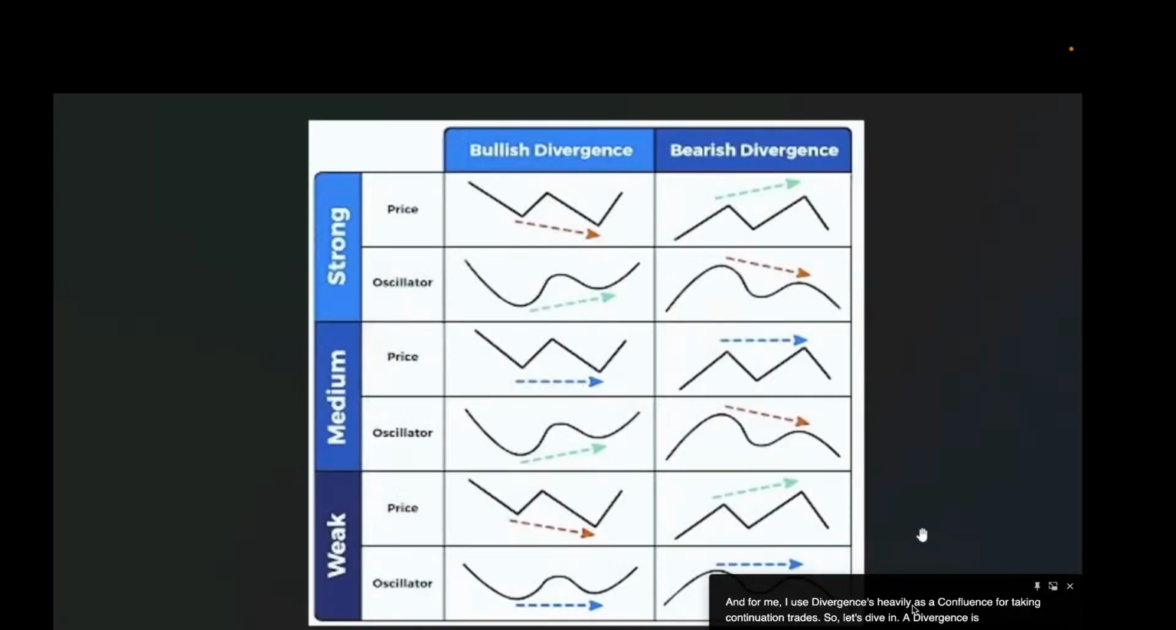A divergence is the difference between an oscillator and price. So when price, for example, makes a lower low, but your oscillator makes a higher low, that is a divergence, the difference between the two. There are both bullish divergences and bearish divergences. When you see one on the oscillator at the bottom, that is a bullish divergence. It's going to push price upward. If you spot it on the top of your oscillator, it is going to push price downward, giving you a reversal.